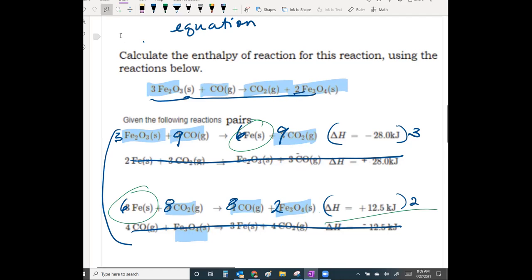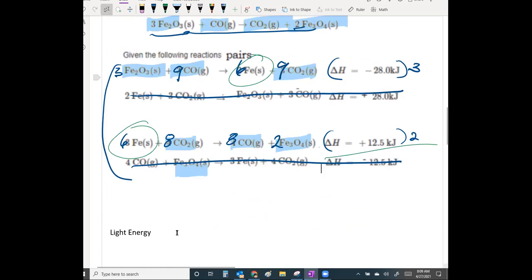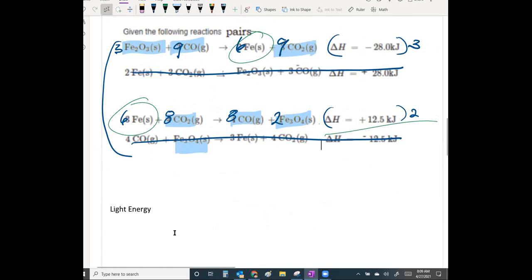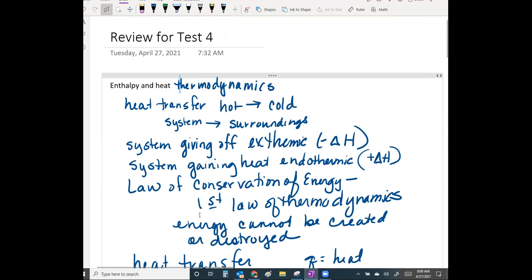And the ones you have are not difficult, I promise. All right. So that kind of sums up thermodynamics and heat energy. All right. Thermochemistry. That's actually what I should have written up here instead of thermodynamics, is thermochemistry.